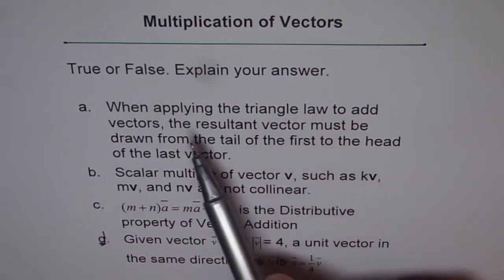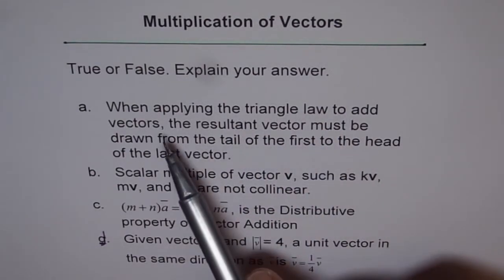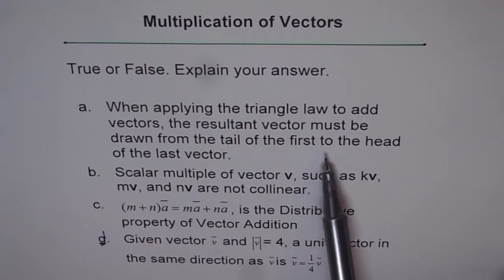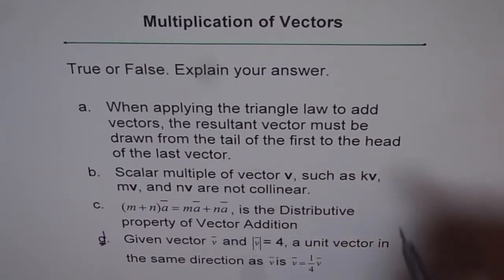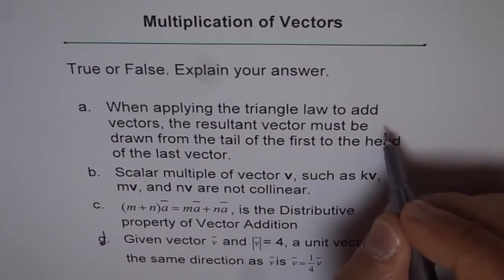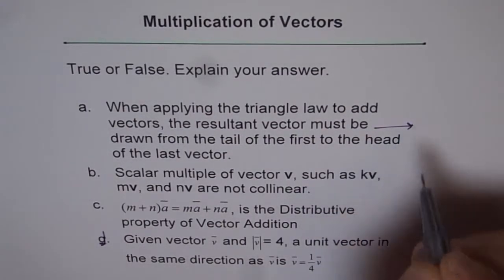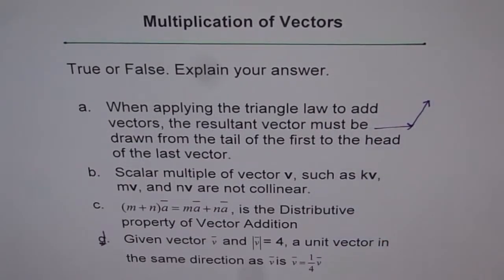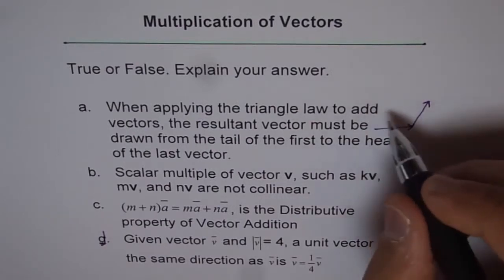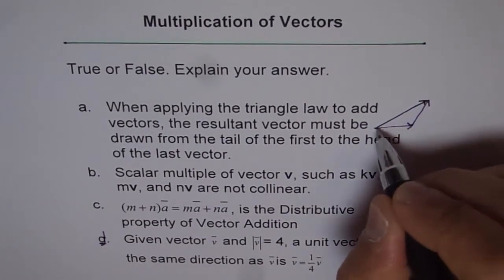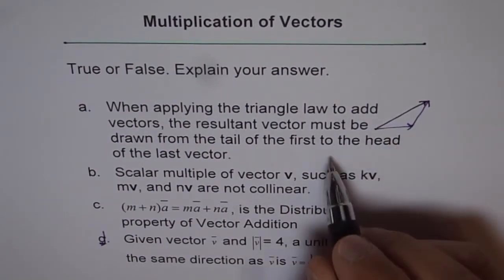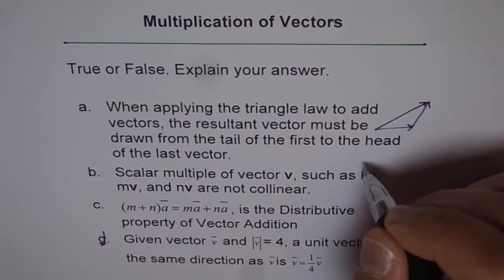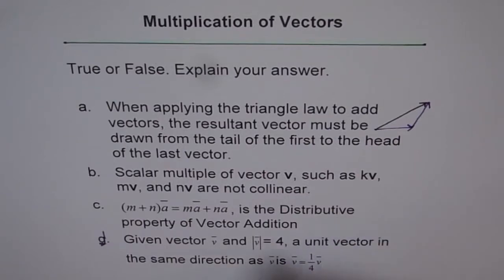The first one, when applying triangle law to add vectors, the resultant vector must be drawn from the tail of the first to the head of the last. So let's just add 2 vectors using triangle law. Let us say this is my first vector, and in triangle law we place the other vector with tail on the head, and the resultant is, of course, this, right? That is from the tail of the initial one, the first one, to the head of the last one, correct? If we have more than that, then also it will be the same. So the first one is true for us, right? So this is true.